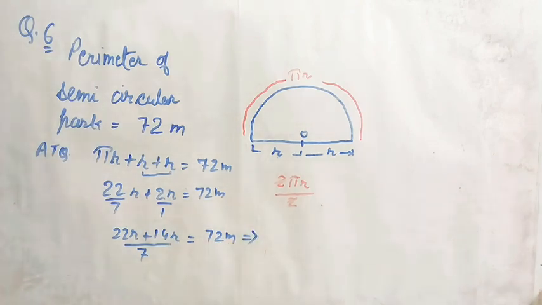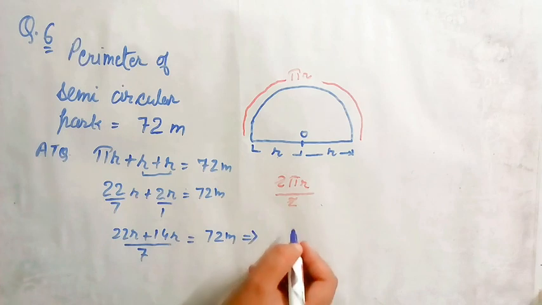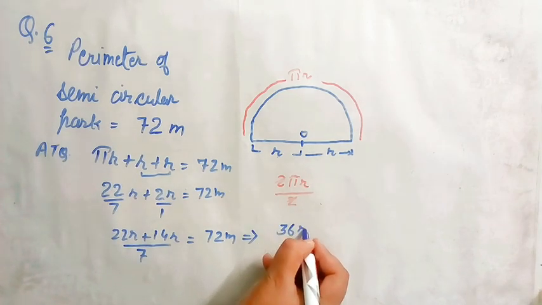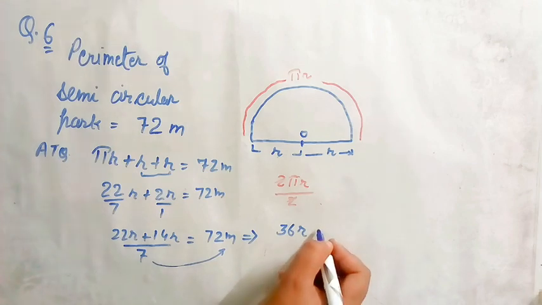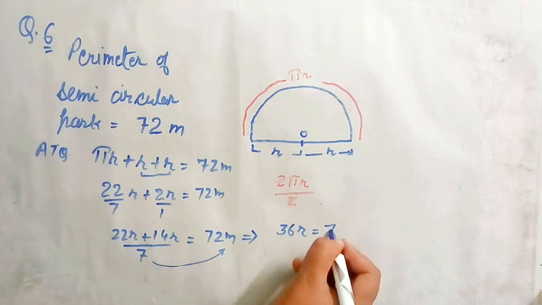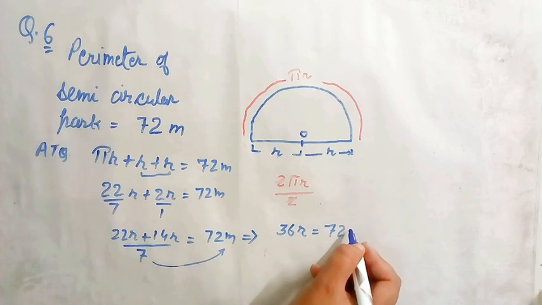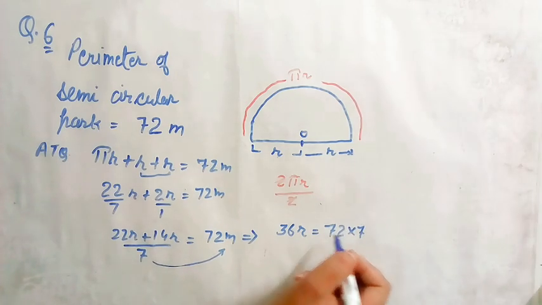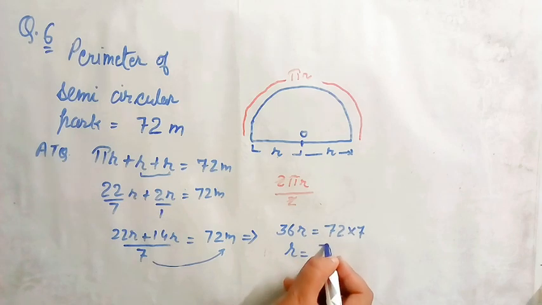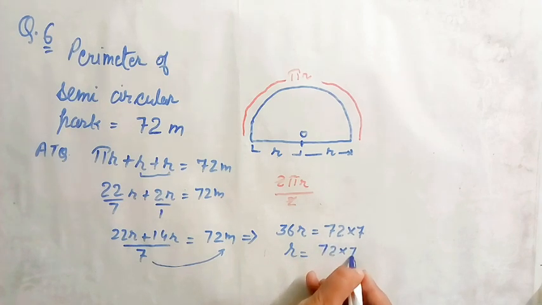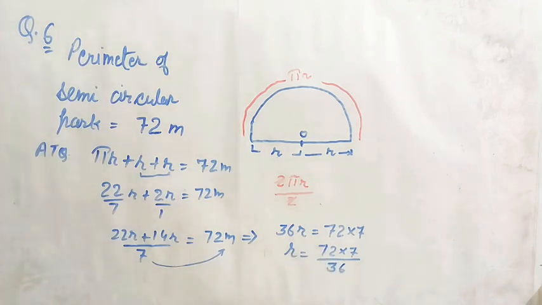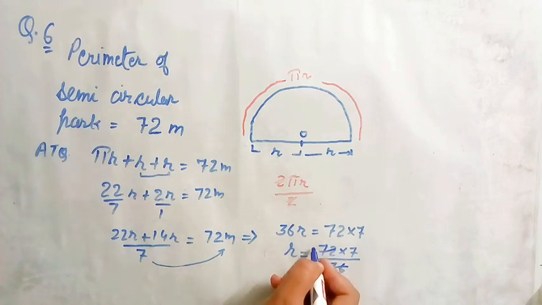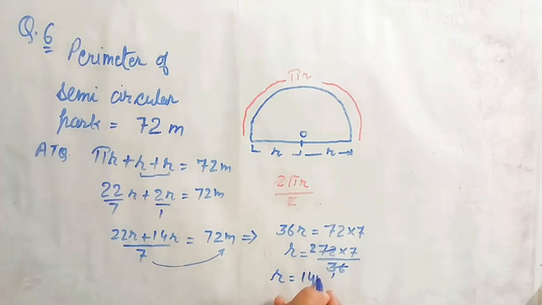And this will be equal to 22 plus 14 is 36 r in the numerator, and take the denominator to the right side, so it will go in multiply. So the right side will be 72 multiplied by 7. Then the radius will be equal to 72 multiplied by 7 whole upon 36. So we know that 36 times 1 is 36, 36 times 2 is 72. So the radius will be 2 times 7, 14 meter.